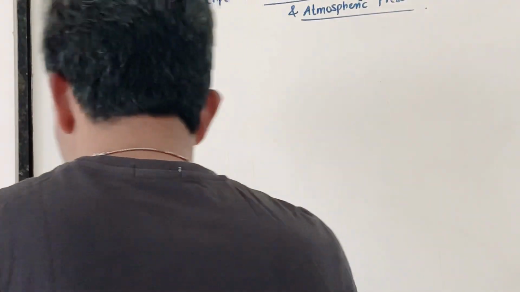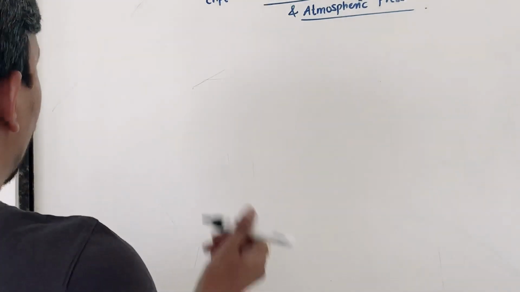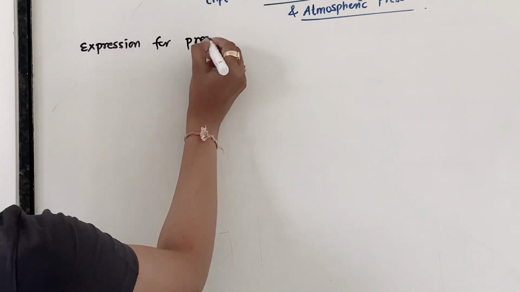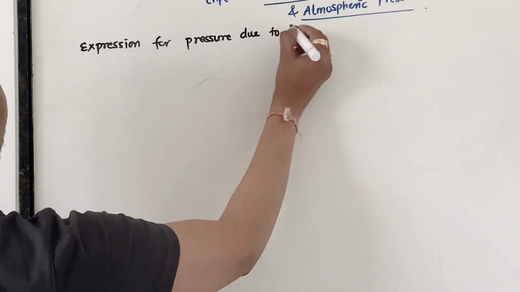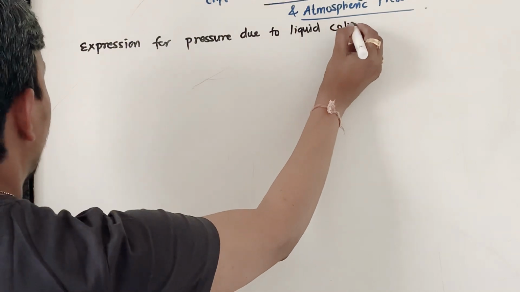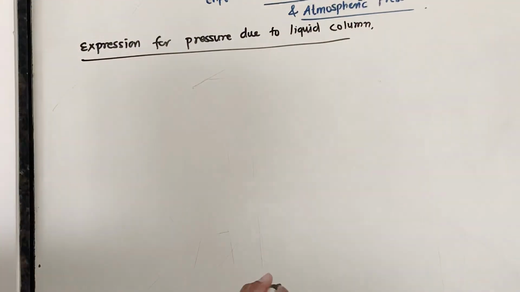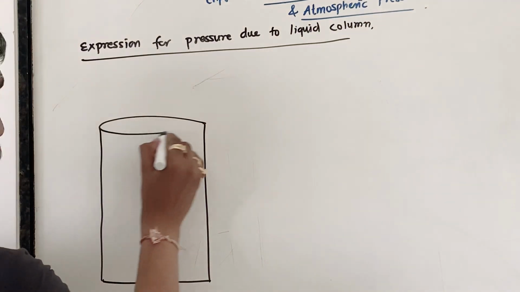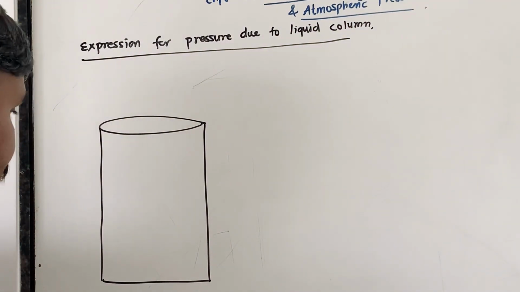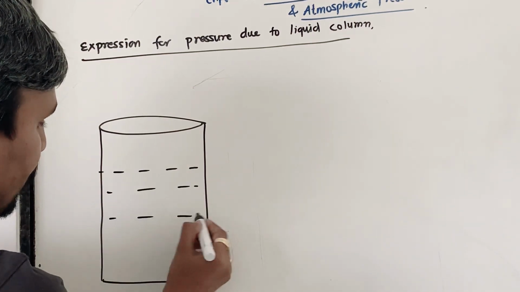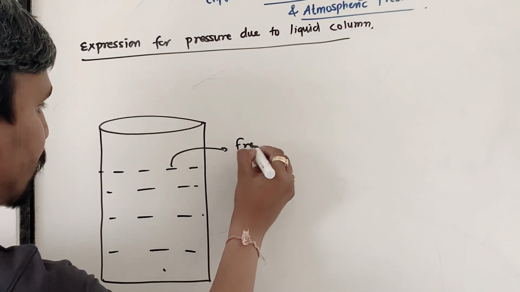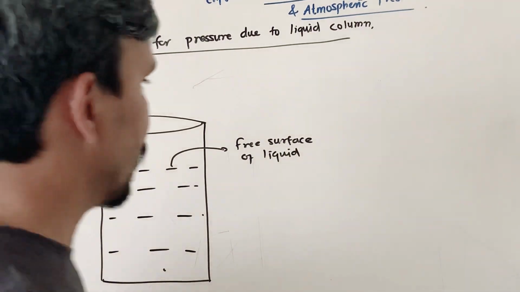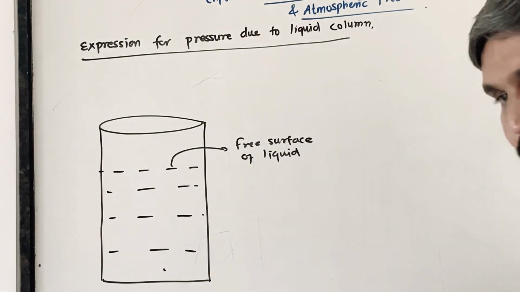Now just check this part properly. We'll consider this is the container, and this is the open part. It is filled with liquid up to this level. This is called the free surface of liquid. What is the free surface of liquid? The surface of liquid which is exposed to air is called the free surface of liquid.